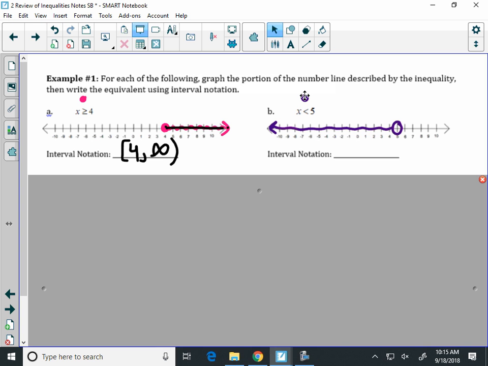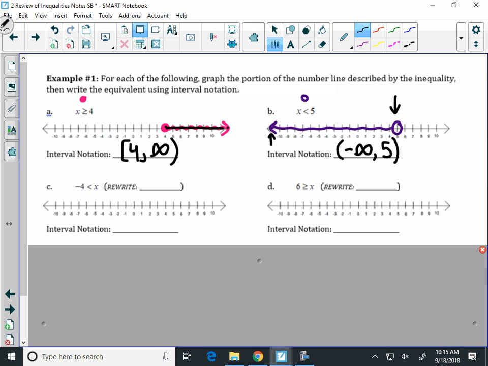Now this time, when you do your interval, you start on the left. There's an arrow on the left, which means that arrow is going towards negative infinity. With negative infinity, you put a parenthesis for your interval notation. The number that we go up to on the right is 5. That's as far right as you go. It has an open circle, so you're going to put in parentheses.